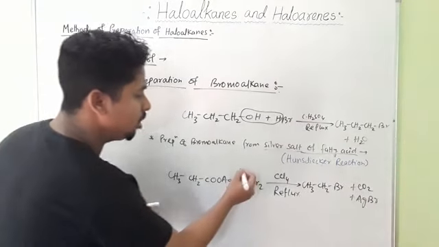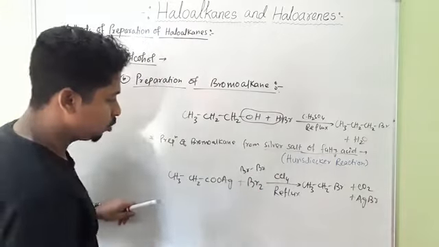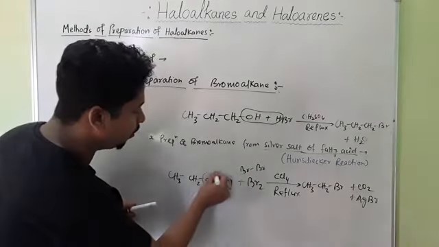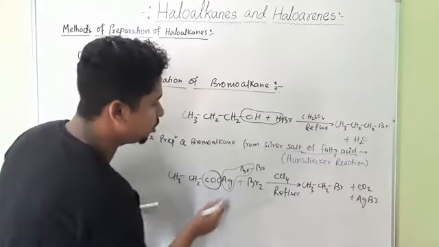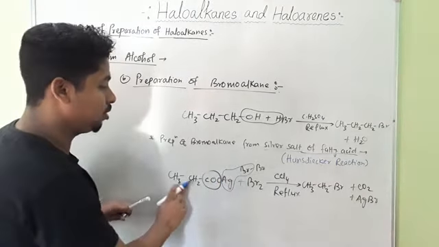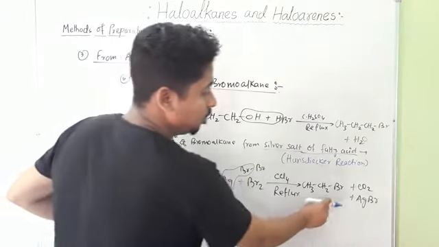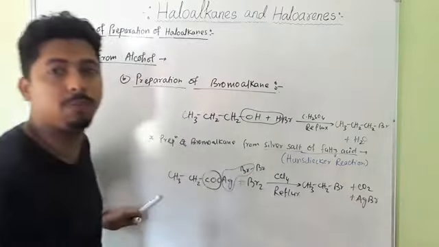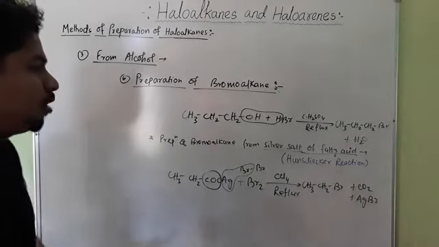Here you see Br2, we can write as Br-Br. The CO2 molecule will be removed, and one AgBr molecule will be removed. So what are we left with? We are left with CH3CH2Br plus CO2 plus AgBr. So this is another method for the preparation of bromoalkane.